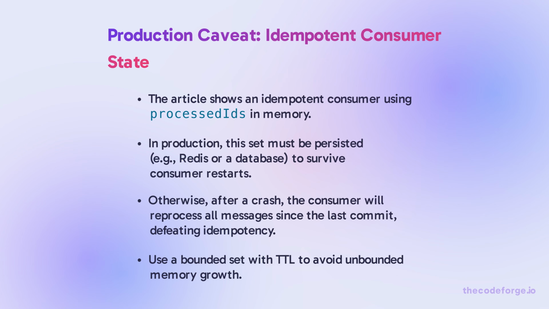The article shows an idempotent consumer using processedIds in memory. In production, this set must be persisted, e.g., Redis or a database, to survive consumer restarts. Otherwise, after a crash, the consumer will reprocess all messages since the last commit, defeating idempotency. Use a bounded set with TTL to avoid unbounded memory growth.